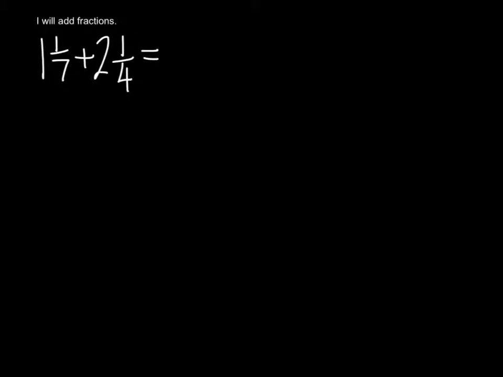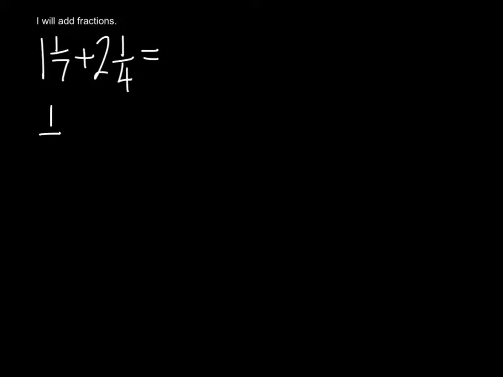In this video, I'm going to give you an example of how to add numbers with fractions by converting to the same denominator. So to begin with, I'm going to look at 1 and 1/7, and I'm going to add it to 2 and 1/4. The first thing I'm going to do is convert my fractions so I've got the same denominator.